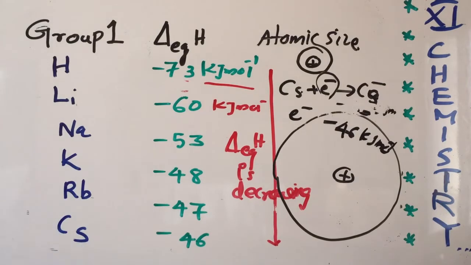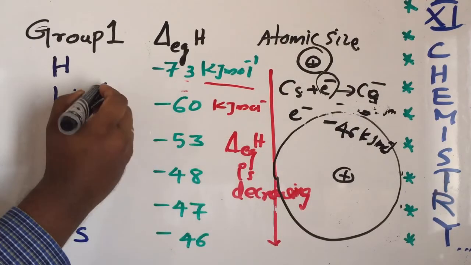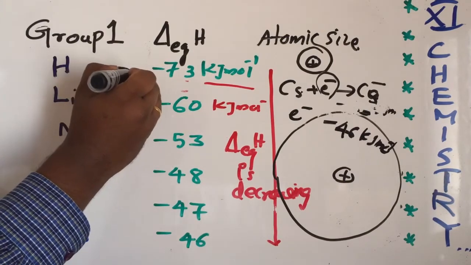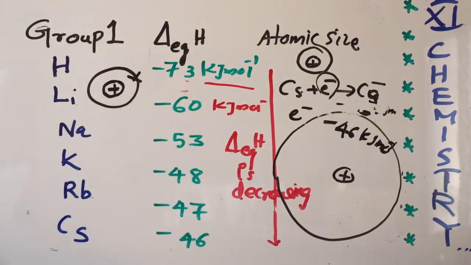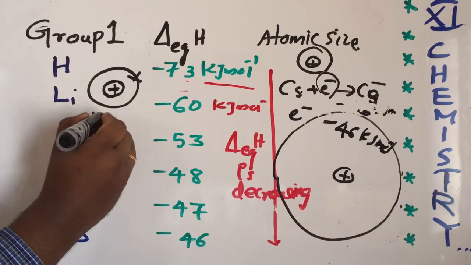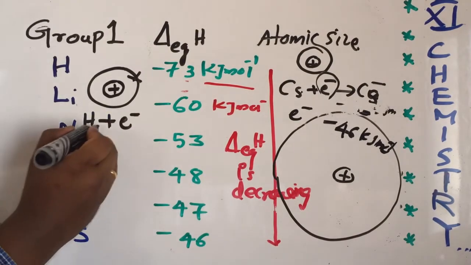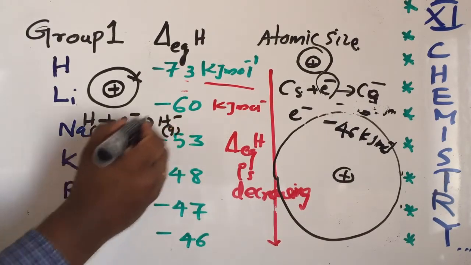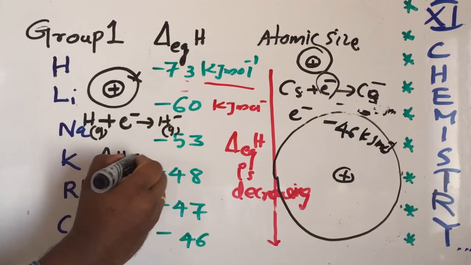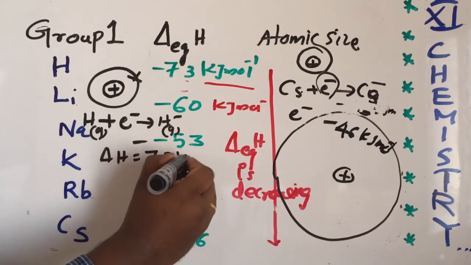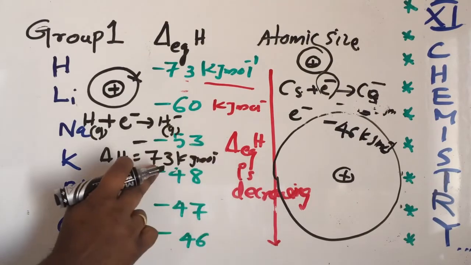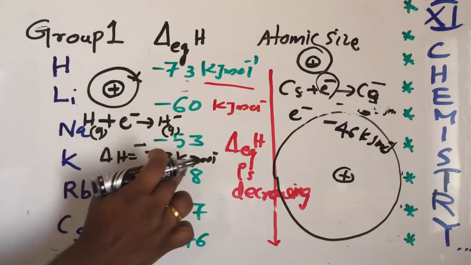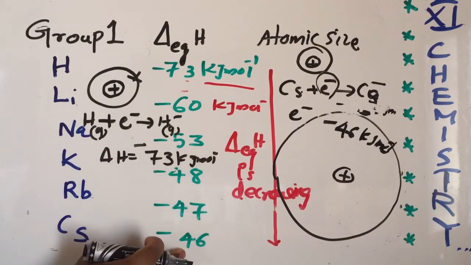What about hydrogen? Compared to cesium, hydrogen's size is very small. Nucleus, electrons in the K shell. One electron is already in the K shell. So H can easily take an electron and form H minus. Then the energy released during the process is minus 73 kilojoule per mole, and this value is more than minus 46.